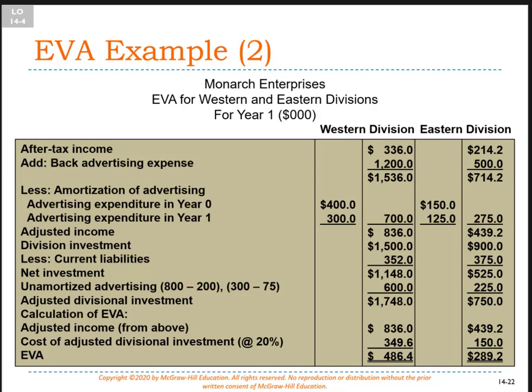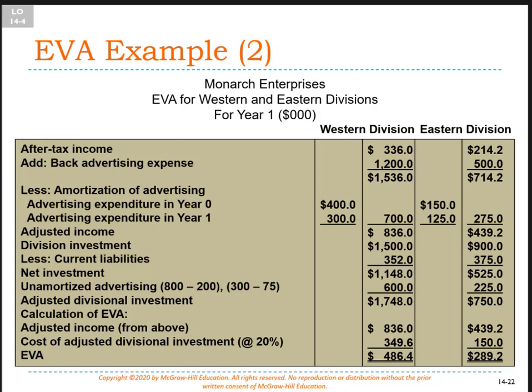Okay? So we take our adjusted income, based on those adjustments we talked about earlier and any other adjustments, and then we subtract out the 20% of our assets, right? Because we still have a cost of capital. All the assets we have cost us 20%. Did we make more than what it cost us? And that question is being answered in this situation. Economic value added of 486.4 in the Western Division and 289.2 in the Eastern Division.